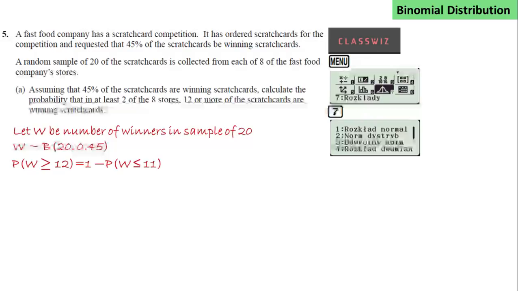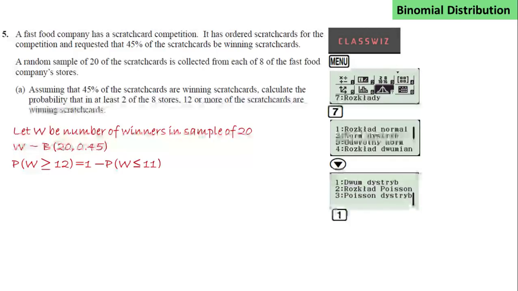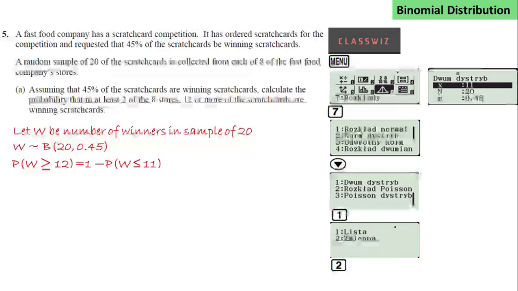Option 7 again. Here we actually have to go to the second page because we want the cumulative distribution for a binomial rather than the probability distribution. So we get the cumulative distribution, which is option 1. We choose 2 for a single variable. We enter the variable x as 11. N is 20, P is 0.45. We hit equals. We get the probability that W is less than or equal to 11.